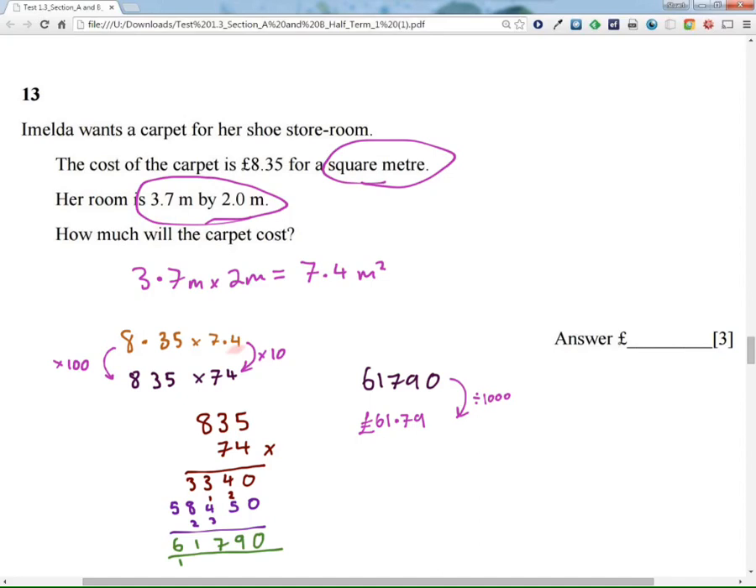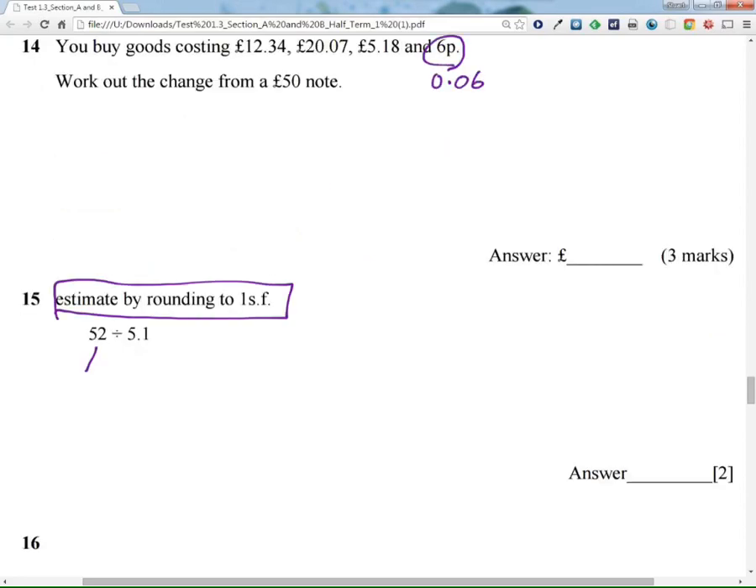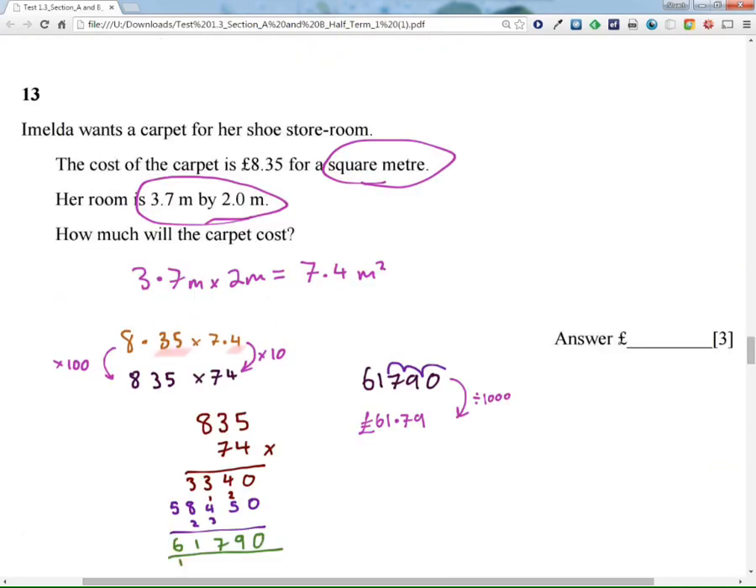Another trick or something to note is if you look at the question, we had 3 decimal places in the question, right? So that means that we should have 3 decimal places in the answer. So if we shift it by 1, 2, 3 places, 1, 2, 3, then we get 61.79 as we should. So the number of decimal places in the question should be the number of decimal places in the answer. Okay?